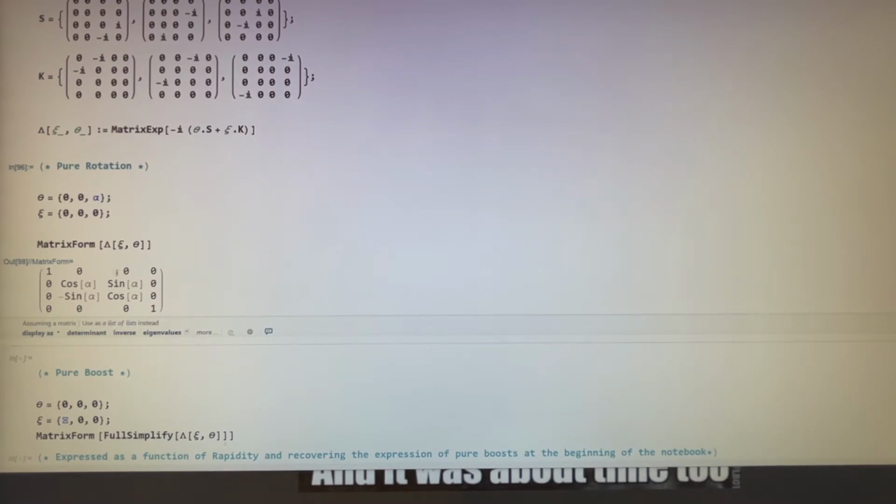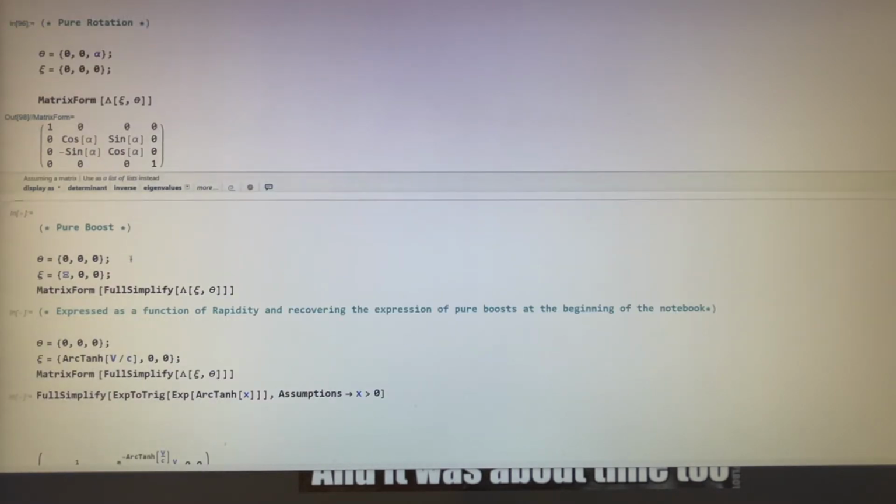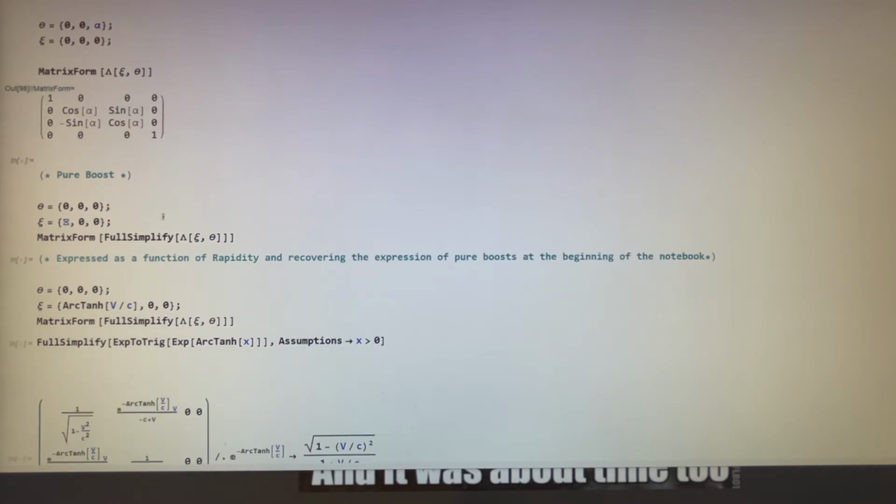Wonderful. It does nothing to time, and it rotates in the z-axis, changing x and y. Okay, basically it's a rotation in the xy plane. Wonderful. Let's do now the pure boost. So this is the other extreme.